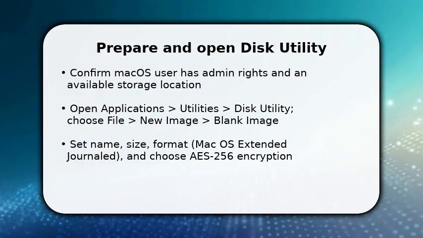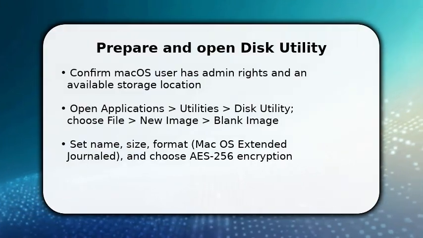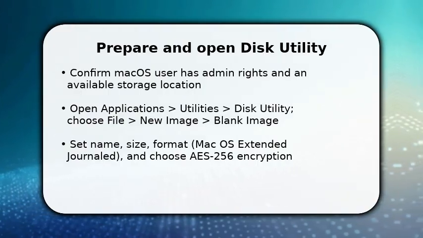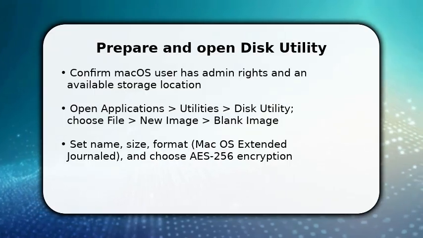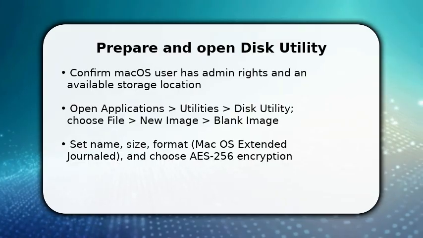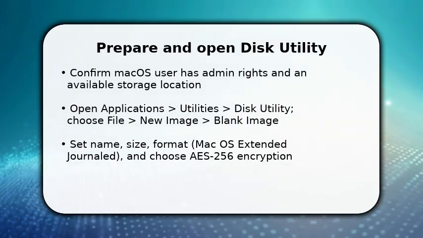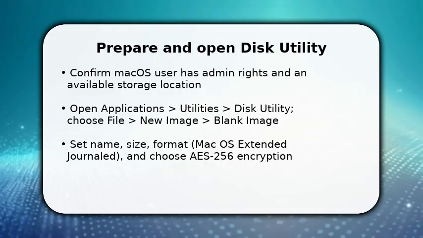You start by confirming you have admin access and a destination drive with enough free space. Open Disk Utility from Applications Utilities, then select File New Image Blank Image to begin. Name the image and pick a size slightly larger than your folder. Once done, set format to Mac OS Extended, journaled, and for encryption pick AES 256 to get strong protection.